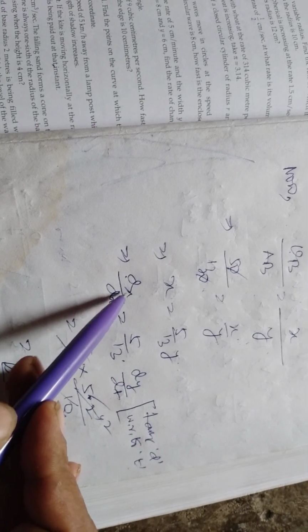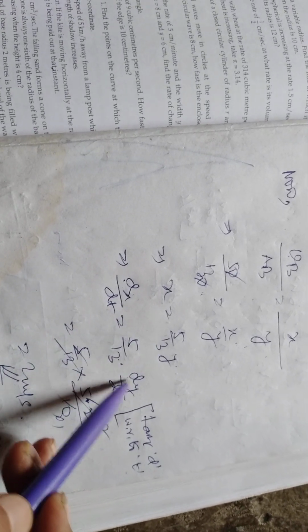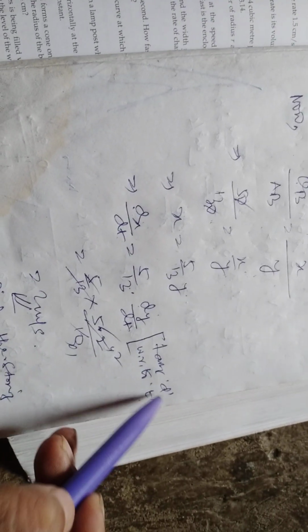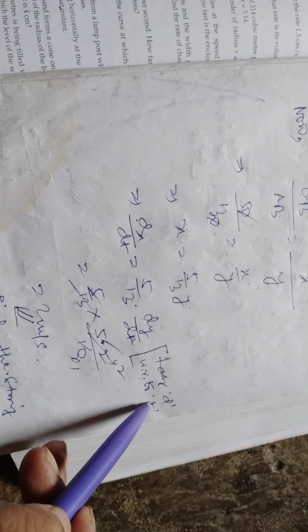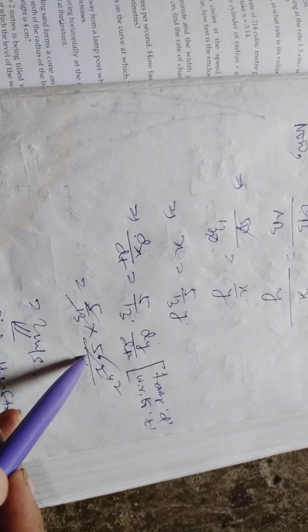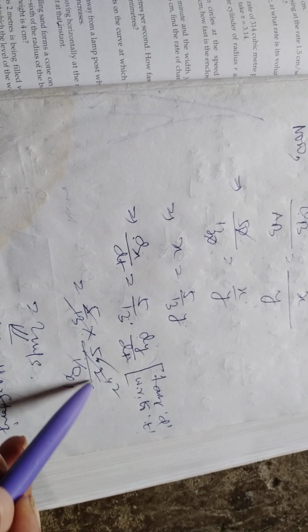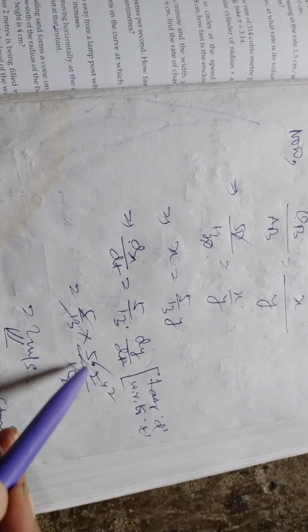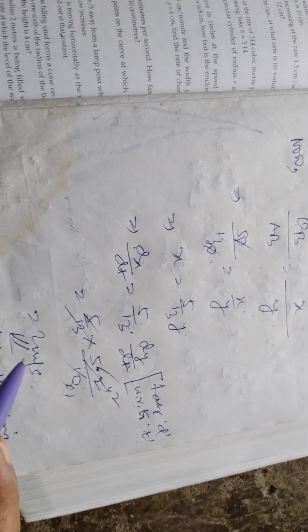Now taking derivatives on other sides. So dx by dt is equal to 5/13 into dy by dt. Taking derivative with respect to t. So 5/13 into dy by dt, whose value is given as 5.2, that is 52/10. Cancelling this out, we get 2 meters per second. It is the rate at which the string is being paid out.